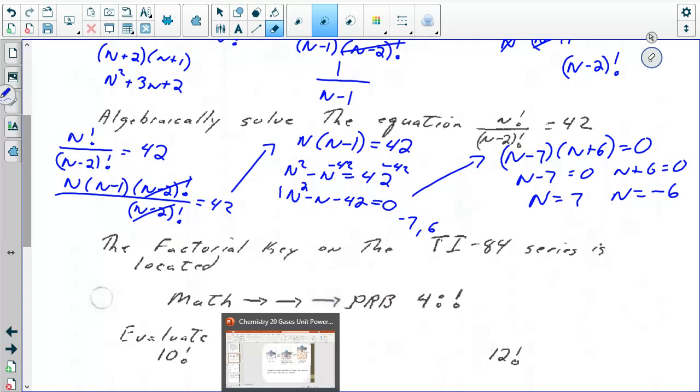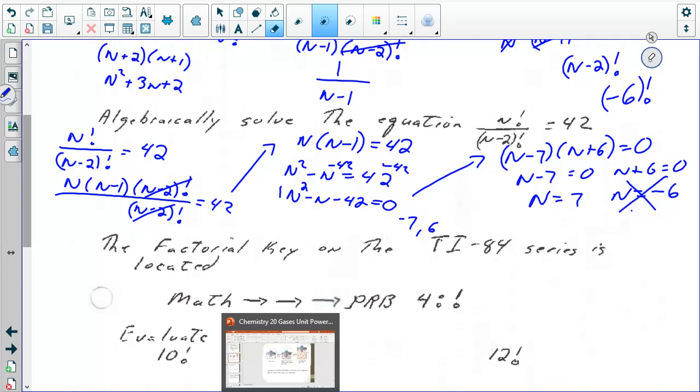However, go back to our definition. Which one of these two numbers does not belong? I'm going to take my negative 6 and try to take the factorial of it. Negative 6 times negative 7 times negative 8 times negative 9. Am I ever going to get to 1? I just keep multiplying for infinity.